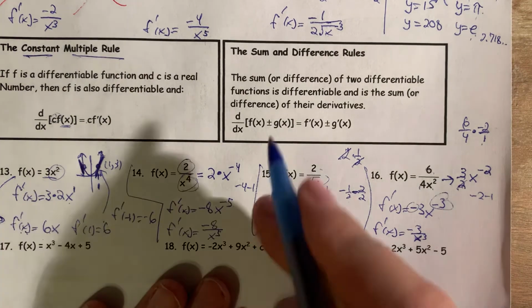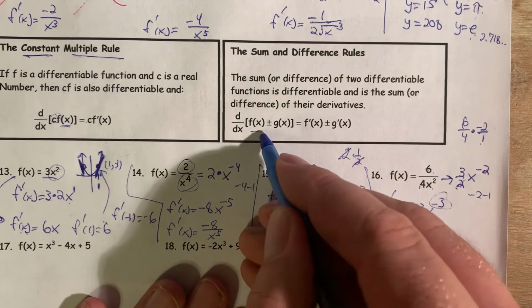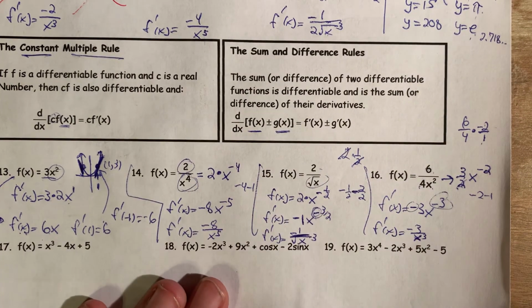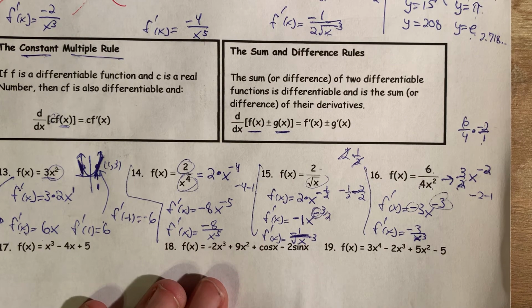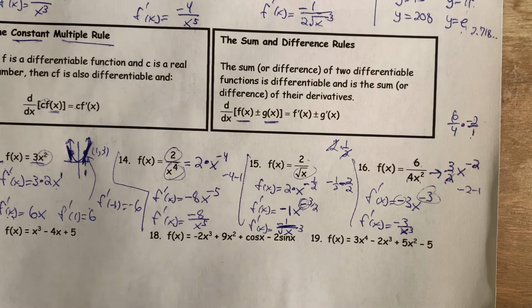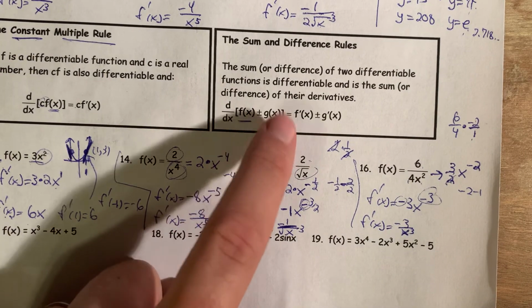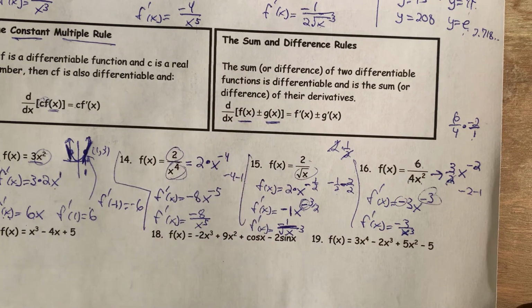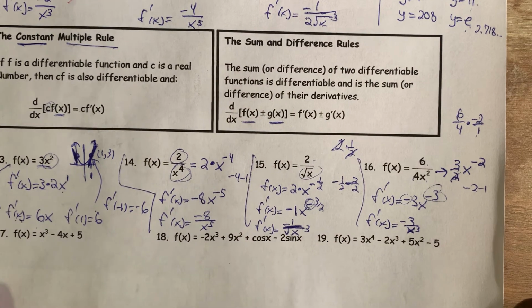But this one says that if you're trying to do the derivative of 2 or more functions adding together or subtracting, you just do the derivative of each one separately. That's exactly what you would want to do. So you don't have to do anything weird or fancy. You just do the derivative of this one, do the derivative of this one, and if it was adding, you keep it adding. If it was subtracting, you keep it subtracting.